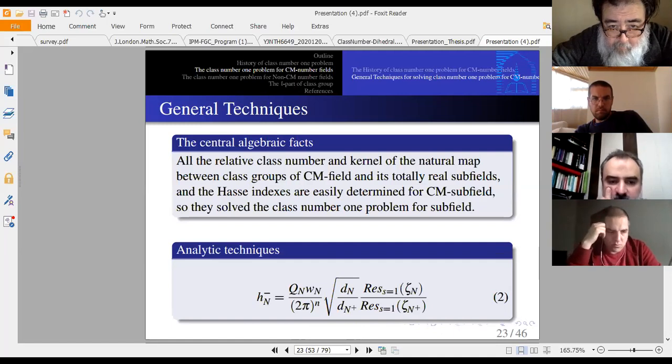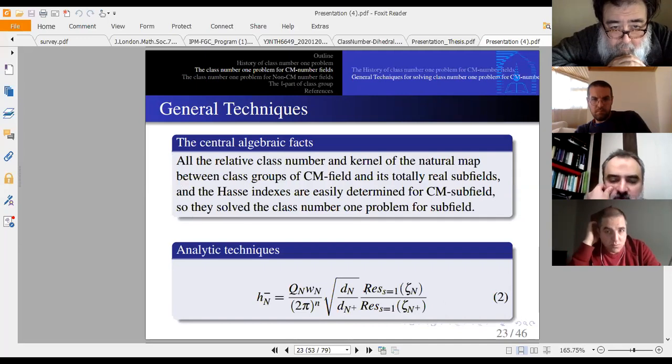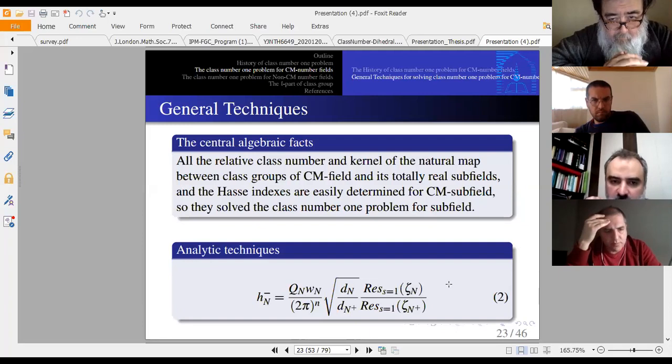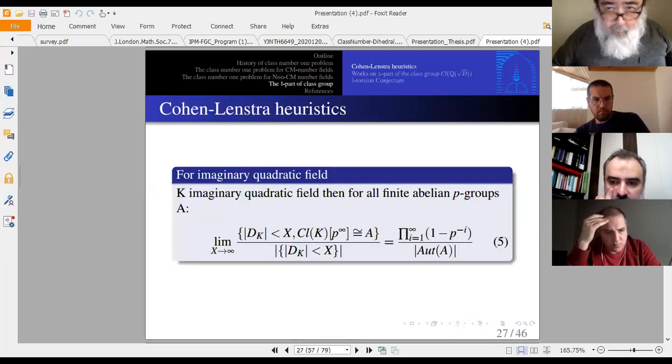We have the relative class number formula, and for complex multiplication, we have divisibility. In the case of Farahnaz, because the S4 extension is not complex multiplication, we don't have any divisibility results for class numbers. However, she's able to prove that the relative class number of two fields, one a quadratic extension of the other, can be at most 4. So it's either 1, 2, or 4 if the big field, the S4 field, has class number 1, and that is the part that uses the results of relative Polya group.